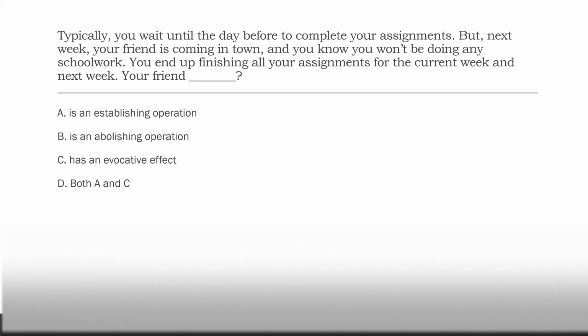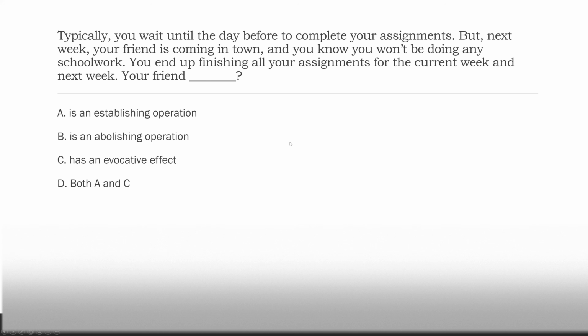So your friend altering your behavior and the value of a consequence functions as a motivating operation, right? Now, if you look at A, B, and C, MO, motivating operation, is not an option. Instead, we're getting a little more precise. So A, an establishing operation. An establishing operation increases the value of a consequence. Well, your friend increased the value of completing assignments, right? The consequence for completing assignments went up in value. Your friend is an establishing operation.